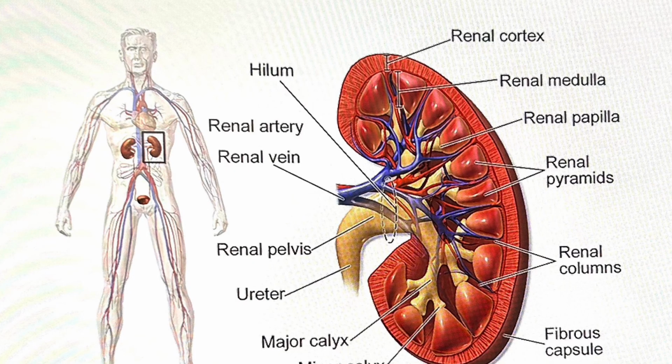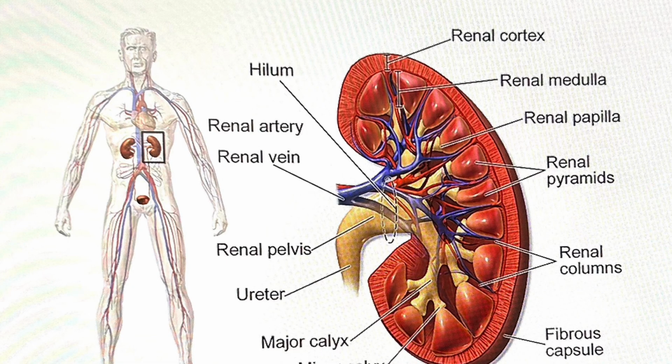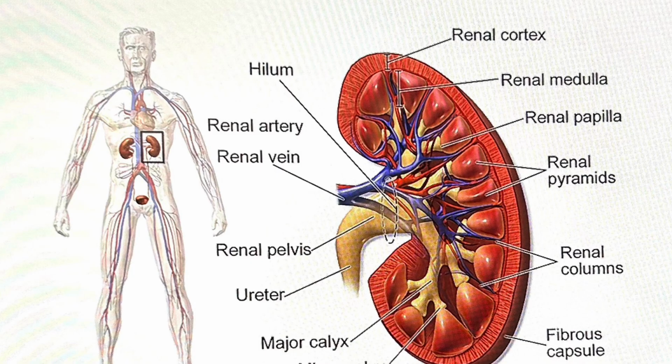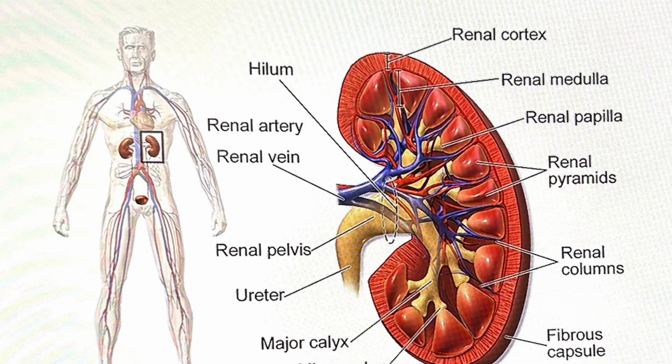Now you have your major calyces or calyx, which is a cup-shaped cavity that collects urine from the minor calyces and drains into the renal pelvis, and from there, it flows into the ureter. Now another structure or part of your kidney is your hilum, and it is your entry and exit site where the renal artery, renal vein, and ureter come out.